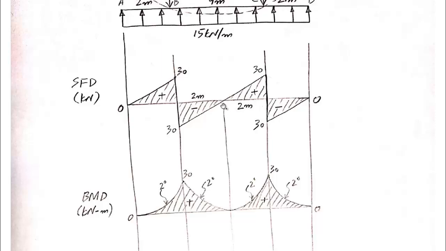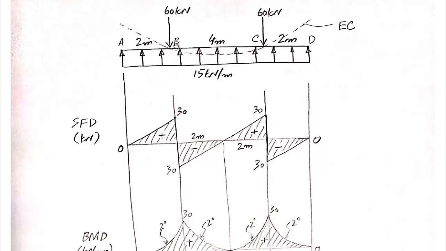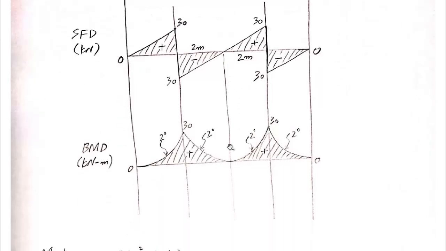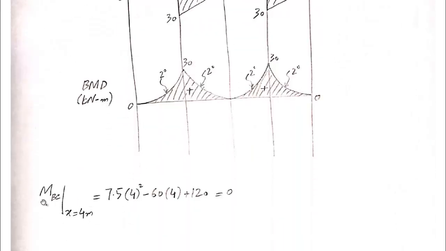So if this point is at the center of portion BC, then this part is 2 meters, and this part we already know is equal to 2 meter. So the location of this point with respect to the extreme end A is 4 meter. It means that we need to consider the value of bending moment for portion BC, and we will plug in x equal to 4 meter in that equation. So here I have done that. Moment for portion BC, and we have calculated the value of moment for x equal to 4 meter.